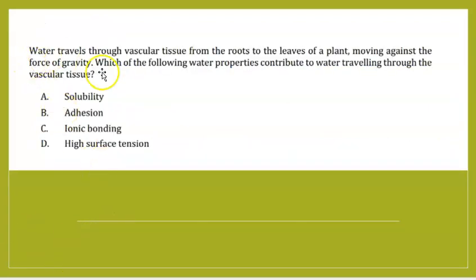It says that water travels through vascular tissue from the roots to the leaves of a plant, moving against the force of gravity. Of course, we know it moves from down to up, right? Which of the following water properties contribute to water traveling through the vascular tissue? Vascular tissue is your xylem and phloem. We will study about this under plants. So here, what do you think? Why does the water rise up?